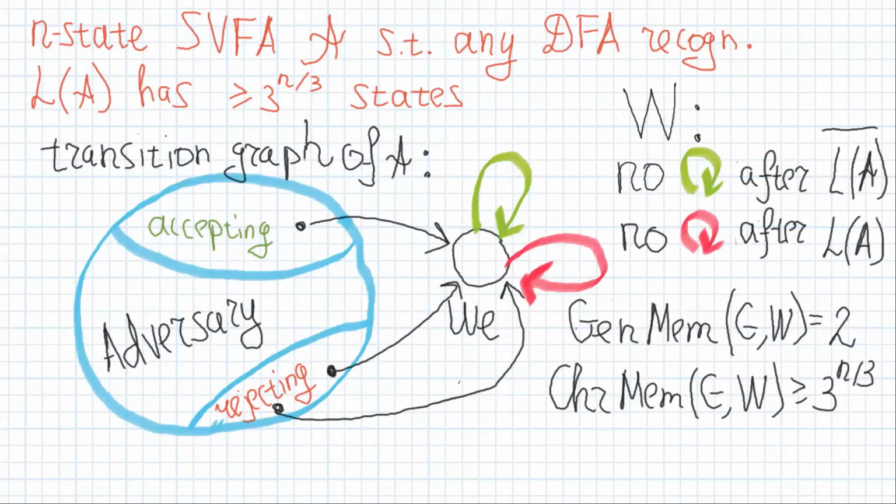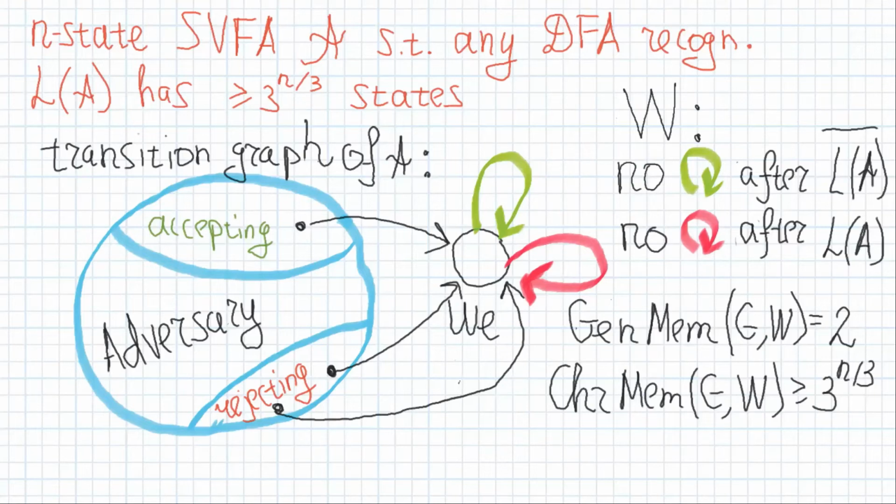And we also assume that all nodes of this transition graph are controlled by the adversary, and there is only one node which is controlled by us. It is to the right of the transition graph. And what edges do we have with this node to the right?